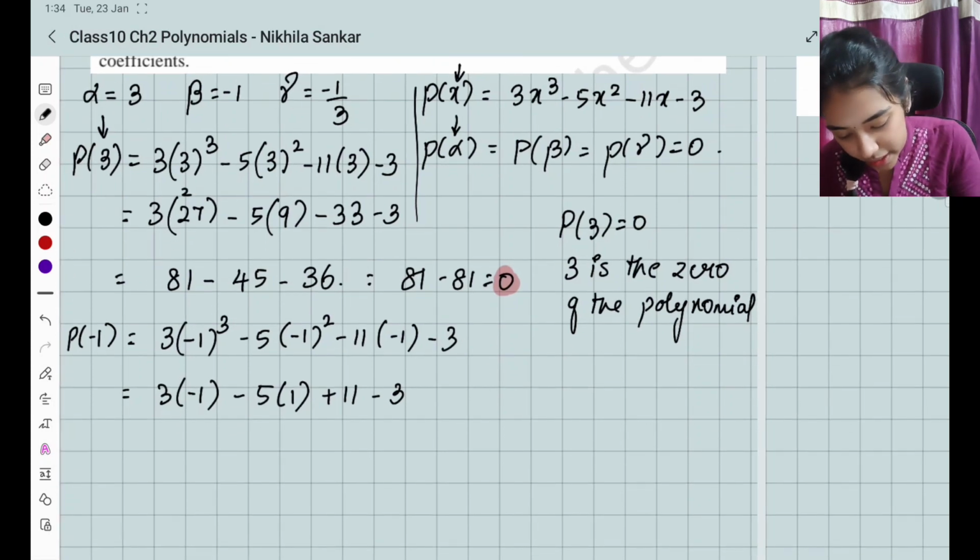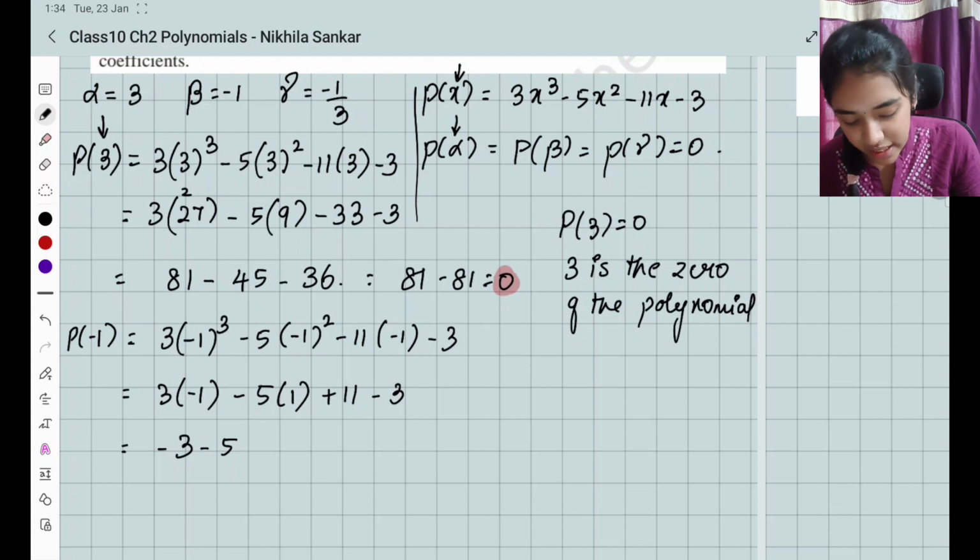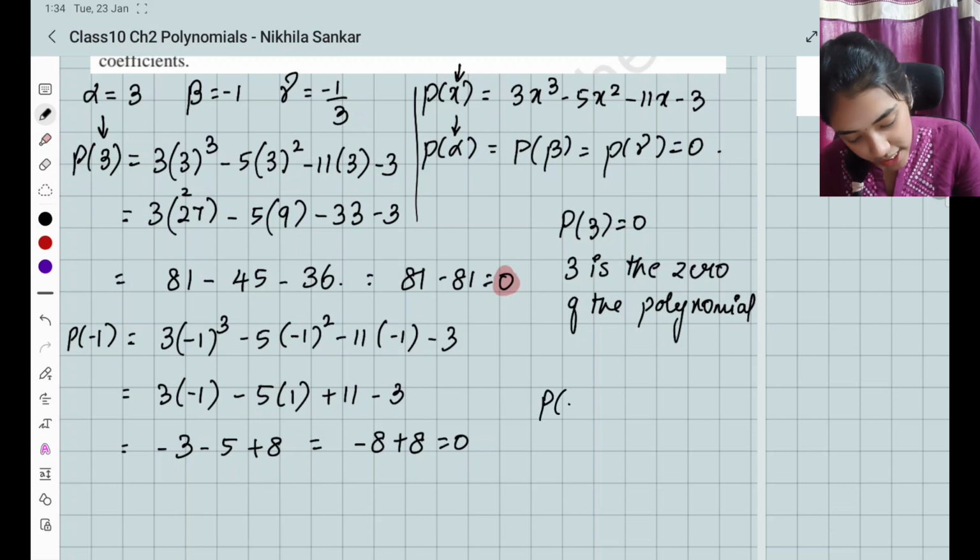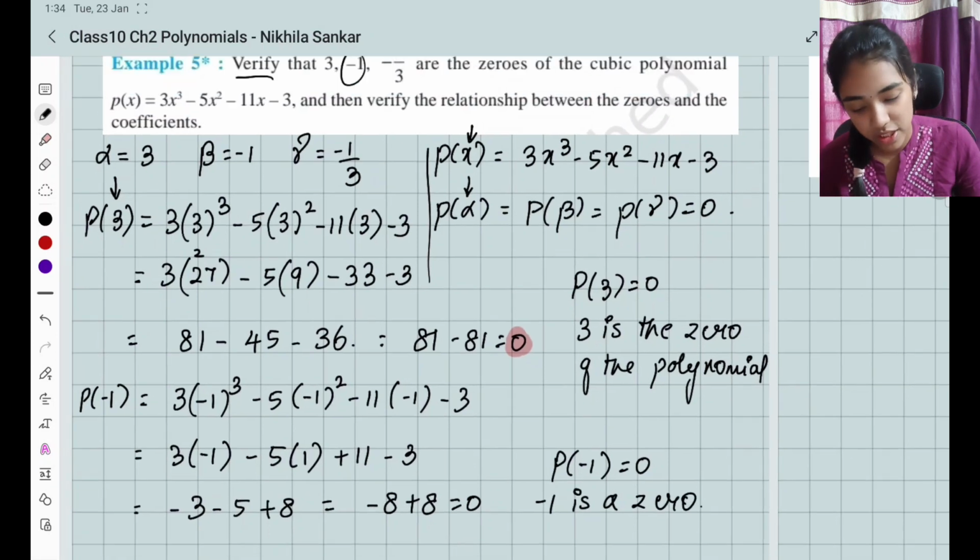இப்போ இதை simplify பண்ணா என்ன வரும்? You have -3 minus 5, 11 minus 3 is going to be 8. So plus 8. So from this you have -8 plus 8 which is equal to 0. So we also see that P of -1 equals 0. So -1 is a 0. Okay, இதையும் check பண்ணியாச்சு. இப்போ last case என்ன?